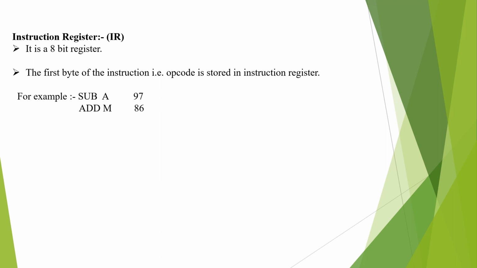But how will the processor come to know what 97 and 86 are? It can even be data, right? So the processor will come to know via the instruction register. When the data goes to the instruction register, the instruction register will identify that 97 is equivalent to SUB A, so it will perform the operation accordingly. We will learn in detail about the opcode; these are simple instructions that I have given. So again I am repeating, the instruction register is 8-bit. The first byte of the instruction, that is the opcode, is stored in the instruction register.